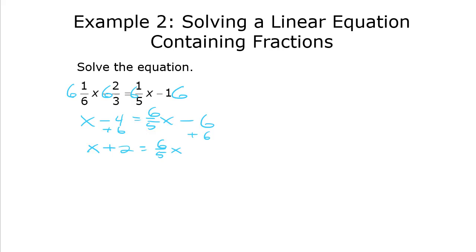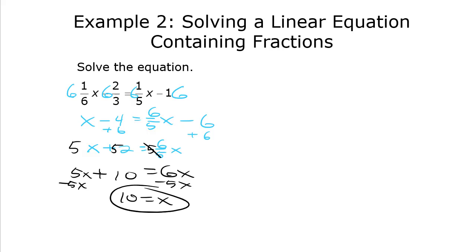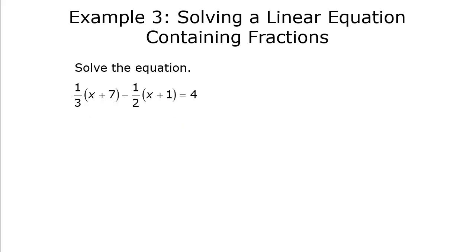Now I can repeat the process because I still have a fraction, and I'm going to multiply everything through by 5. 5, 5, 5, right? This is going to cancel. You're just going to have 6x here. This is going to be 5x. Of course, 5 times 2 is 10. Now, subtract my 5x from both sides and get 10 equals x, and I'm done. So here's another example.